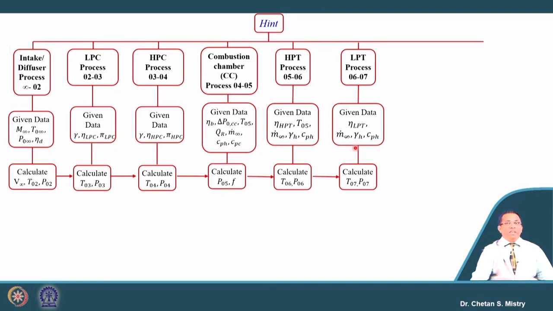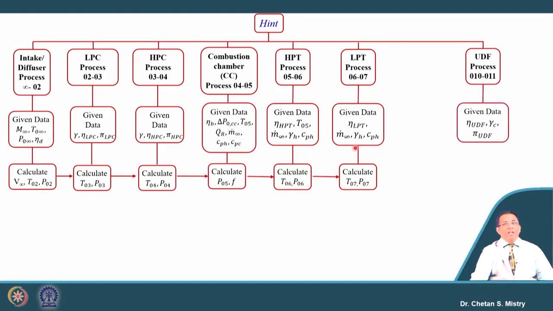Now, in this case, the solution is somewhat different. We will first configure it as an unducted fan, and for that unducted fan, the isentropic efficiency is given, and the pressure ratio is given. So, based on our entry condition, we can calculate the outlet pressure, the outlet static temperature, and the exit velocity from the unducted fan.